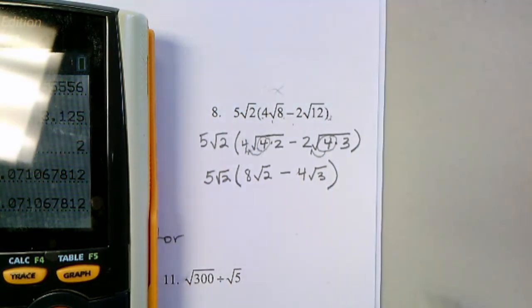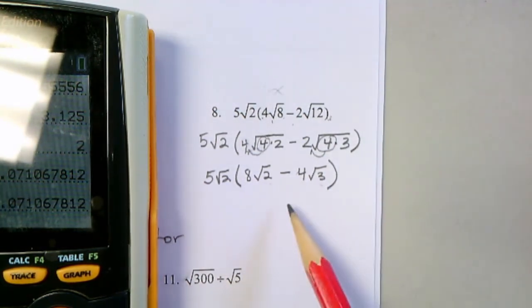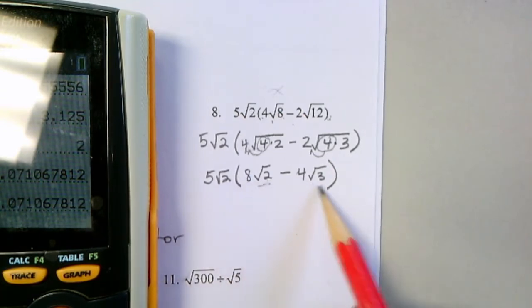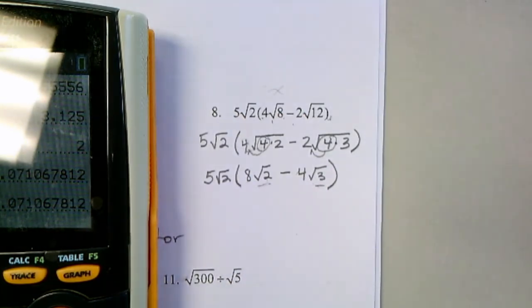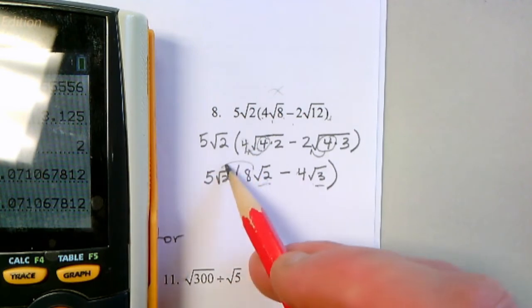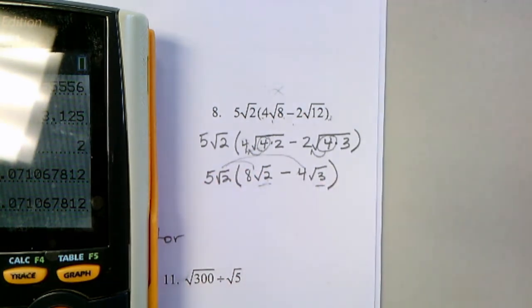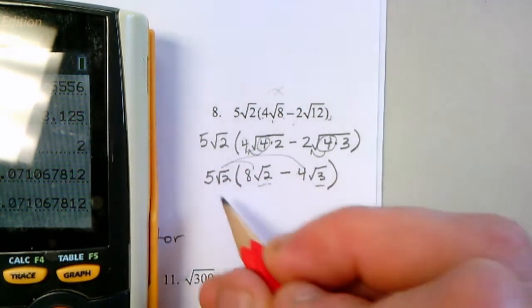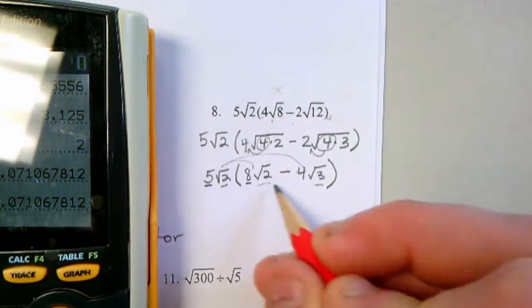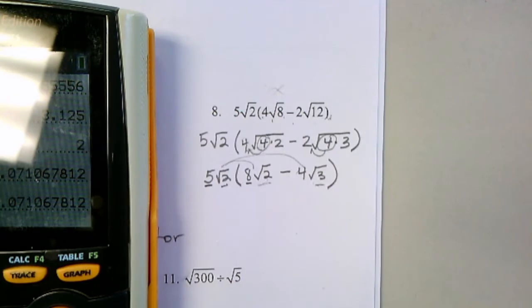Okay. Now, if I could combine these two, I would do that. This is like 8x minus 4y. These are different radicals, so they cannot be combined. They have to be left separate, okay? So from here, I'm going to go ahead and distribute. I see the parentheses. I'm going to distribute that into the parentheses, okay? Now, I multiply the coefficients with the coefficients and the radicals with the radicals. The whole numbers with whole numbers and the radicals with radicals.